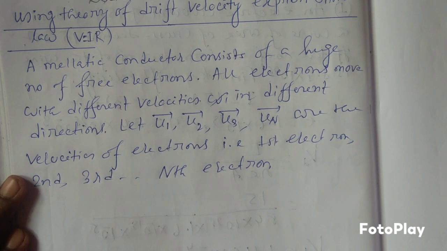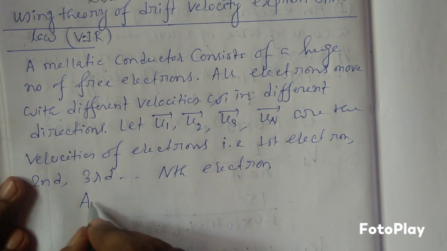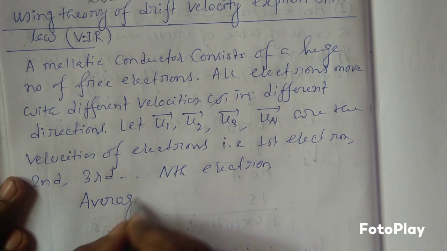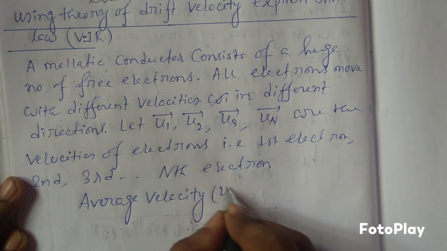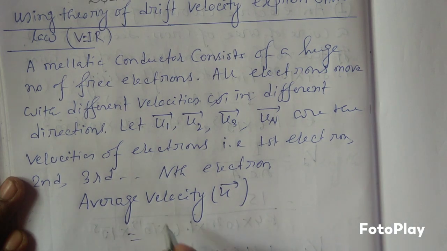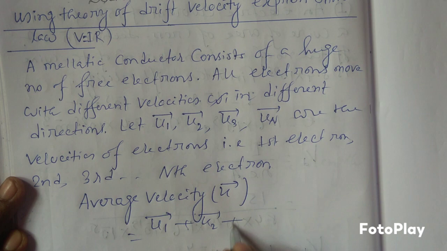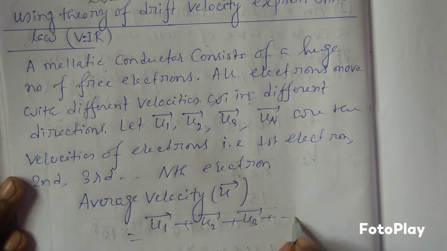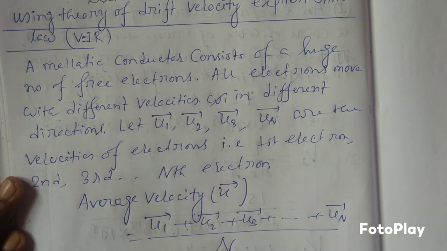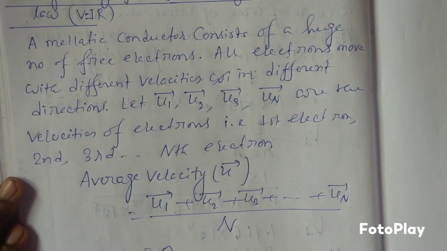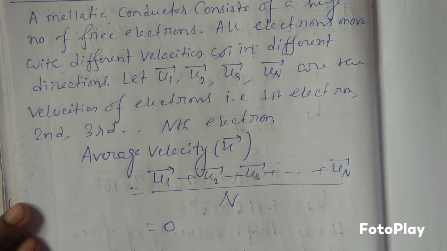So the average velocity, denoted by u, equals (u1 plus u2 plus u3 plus ... plus un) by N, equal to 0. So the average velocity of the electrons is 0.